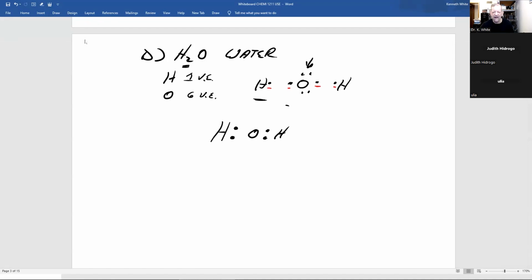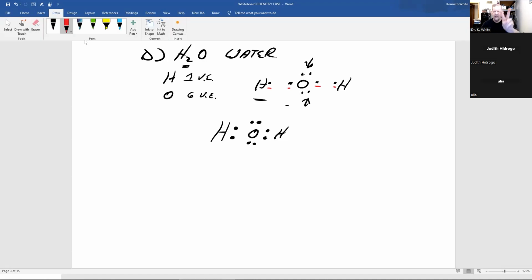But the non-bonding electrons from the oxygen are still there. Now, remember I talked about the octet rule. Atoms want to have eight valence electrons. There's one exception to the octet rule, and that's hydrogen. Hydrogen's octet is two.